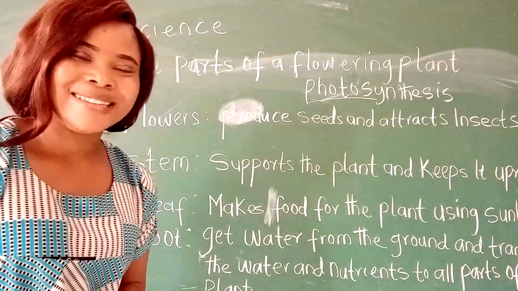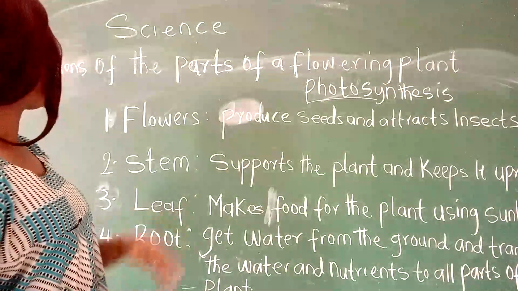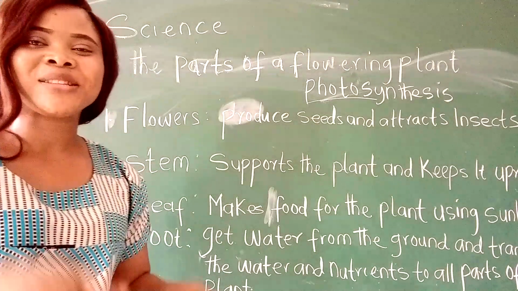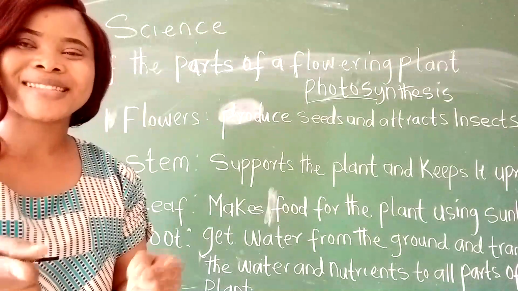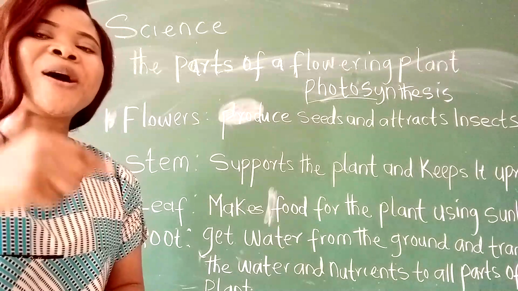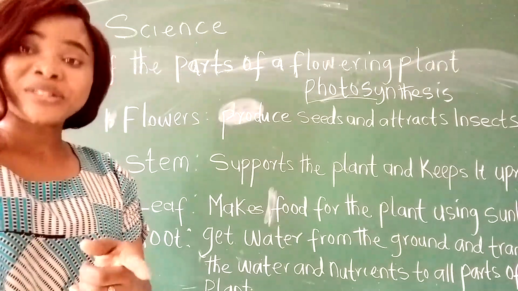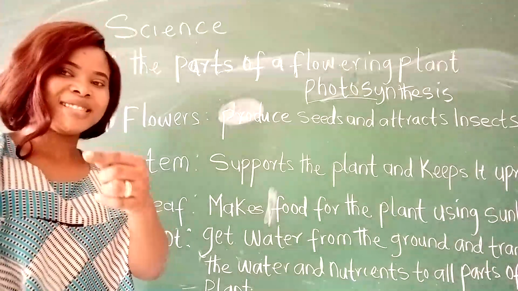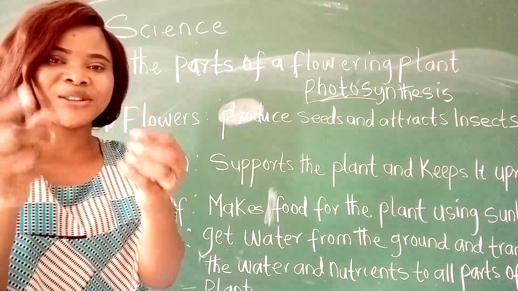Thank you. So let me take a recap again. Our topic today was the functions of the parts of the flowering plant. We said, one, the flower produces seeds and attracts insects. Insects also help the plant to produce seeds, and the flowers also have a nice smell. This is a quick summary of our topic today.